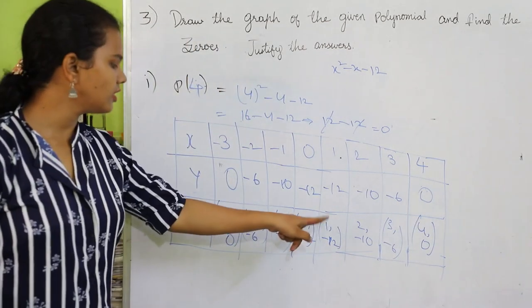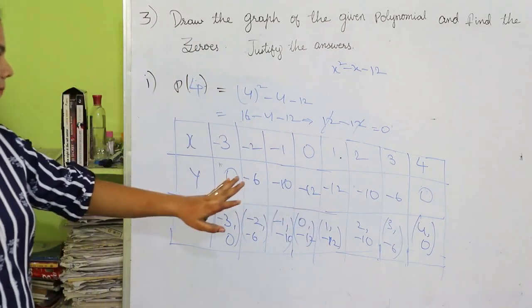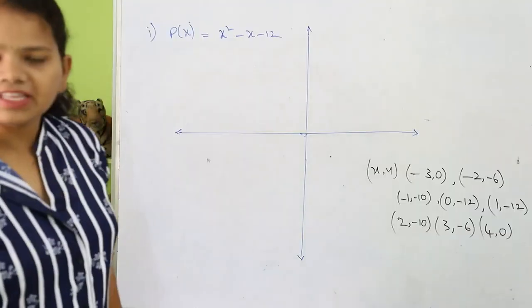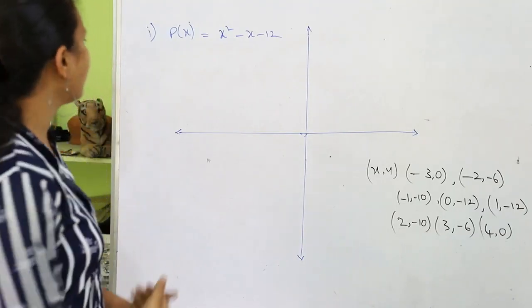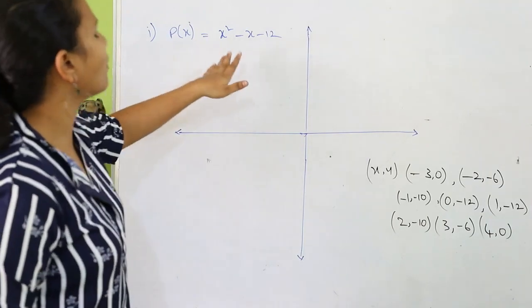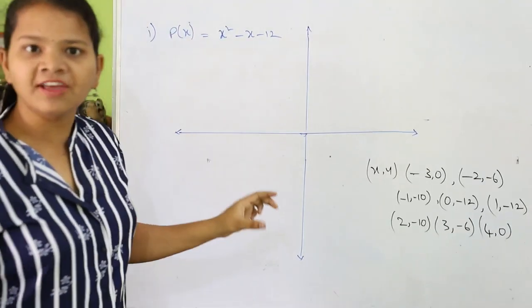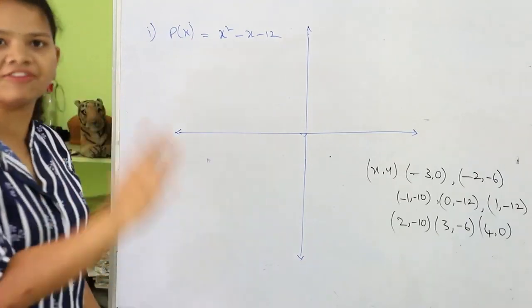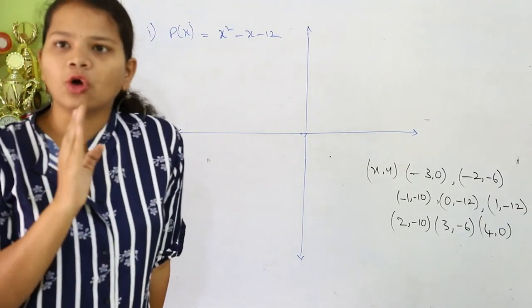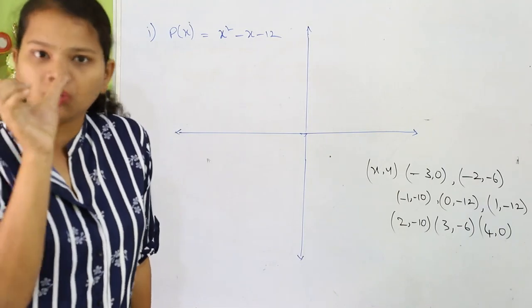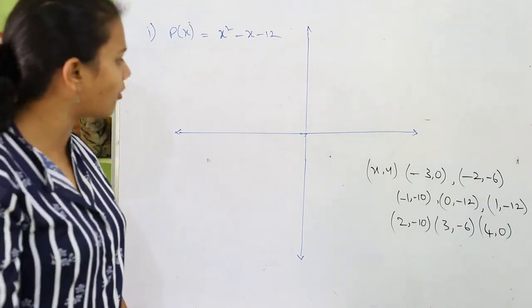Now we got all these values. Now let's look at the graph. Let's start with the graphs, guys. Here you have the first one, where p of x equals x squared minus x minus 12. For this given polynomial, we must show the graph representation. We usually show a graph to show the zeros of the given polynomial.